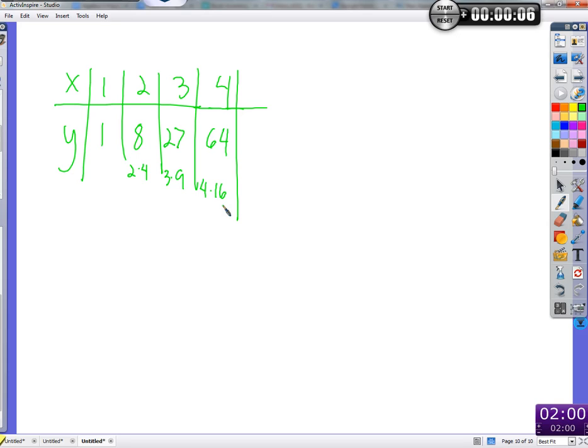X cubed. What does cube mean? Times itself 3 times, like 1 times 1 times 1. Then 2 times 2 times 2 is 8. So this is 1 times 1 times 1? 2 times 2 times 2, right? 3 times 3 times 3 is 27. 4 times 4 times 4. So y equals x cubed. I figured it out.